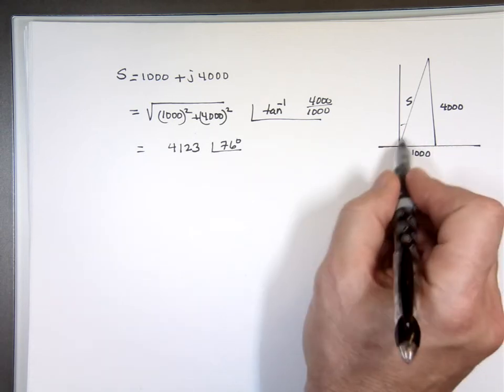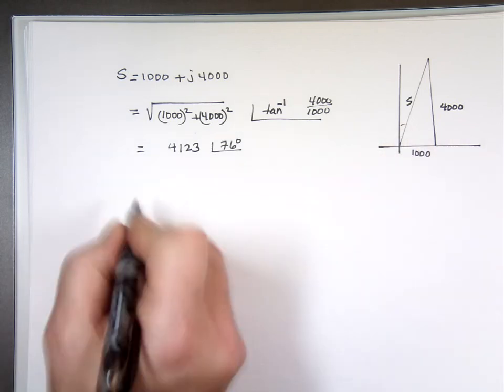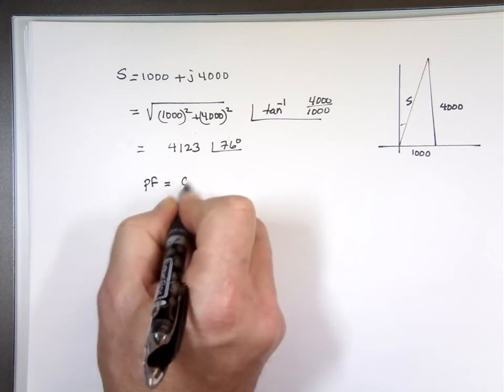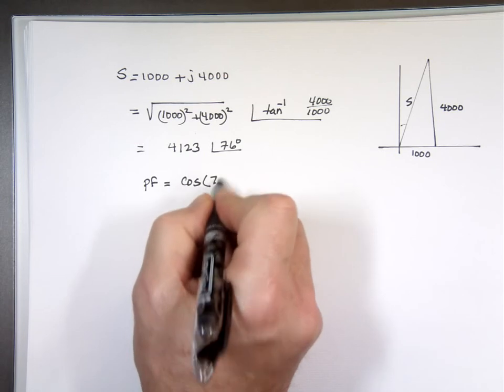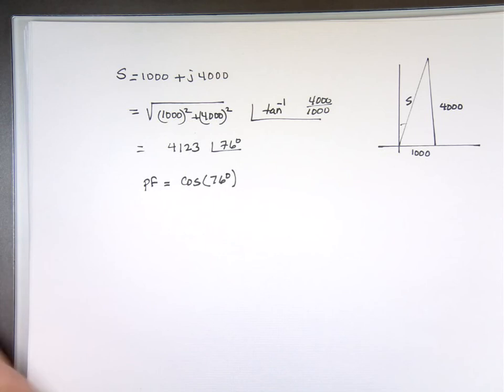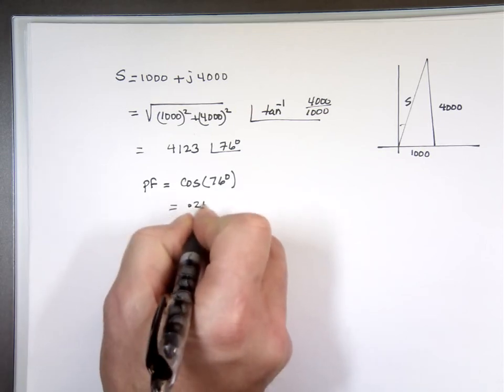Because then when we calculate the power factor, we get 0.24. Power factor should be the cosine of 76 degrees, that angle. Cosine of 76 degrees is 0.24. Is that the power factor they're giving you? The book gives 0.97. I got cosine 0.24. Yep.